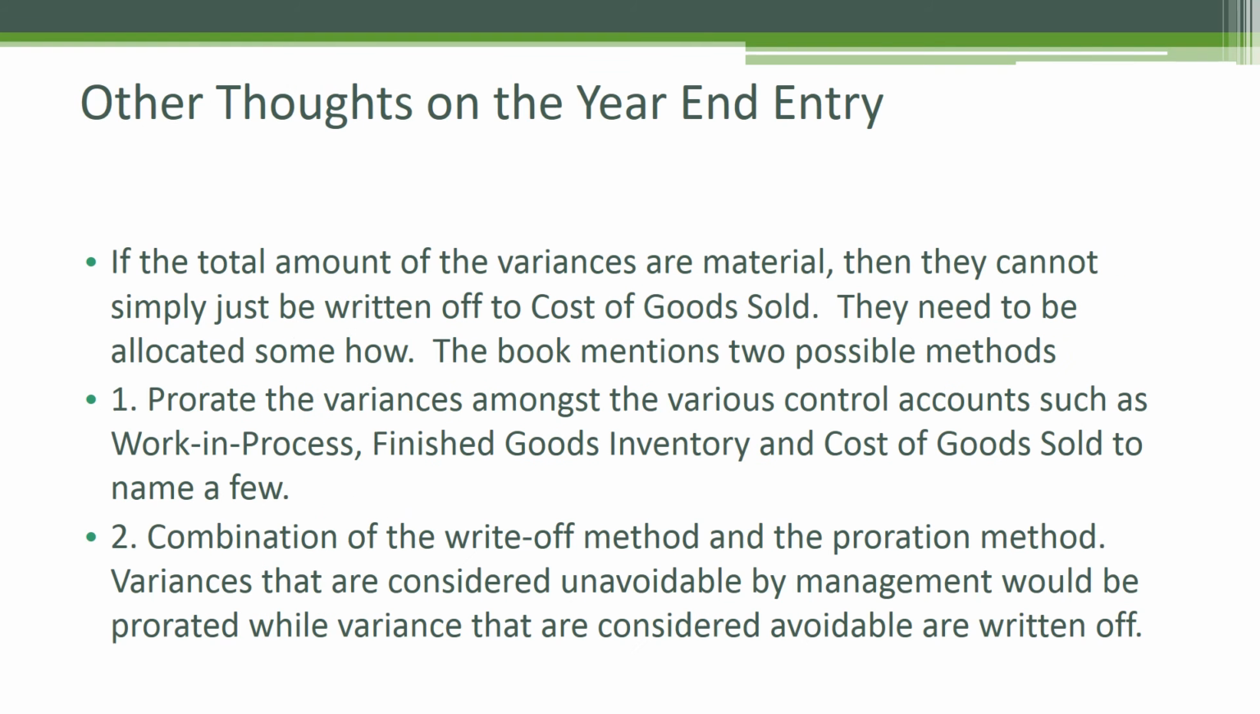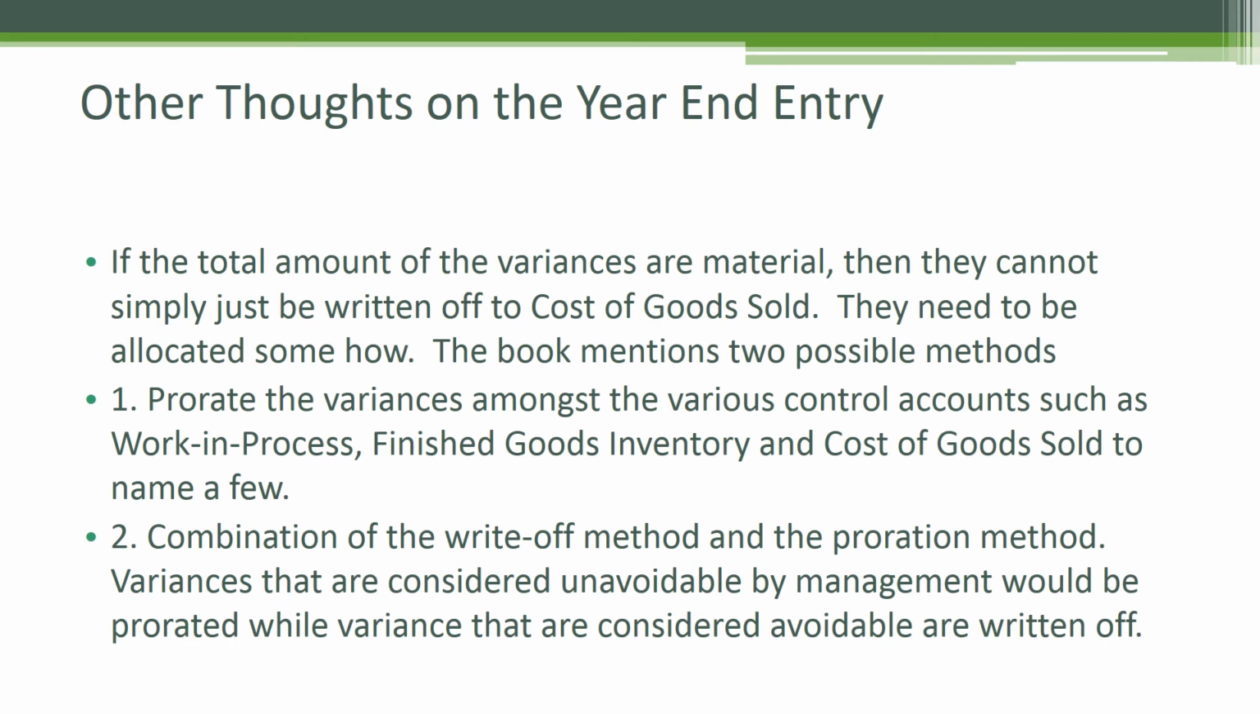If the amount of variances are not immaterial, they simply cannot be written off to cost of goods sold at year end. They need to be allocated somehow. The book mentions two possible methods. The first is to prorate the variances amongst the various control accounts such as work in process, finished goods inventory, and cost of goods sold, to name a few.